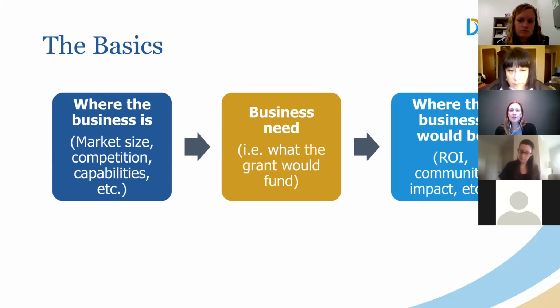And then we're going to need you to define what the grant would be for. So what does your business need? If you were to get the grant, what would that do to your business? So tell us where you're at, tell us what you need, and then tell us where fulfilling that need would take you. And make sure that you're using data sources to back all of this up throughout the flow of the proposal.